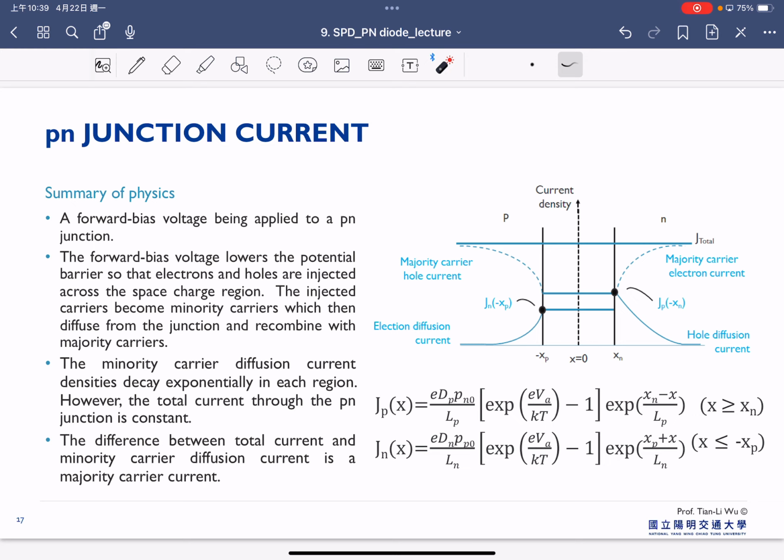Once we have forward bias applied to the PN junction, the forward bias will lower the potential barrier, so electrons and holes are able to inject across the space charge region. So we have an electron here, we have a hole here, and the injected carriers become the minority carriers, which then diffuse from the junction and recombine with majority carriers. So that's why we have this exponential decay here.